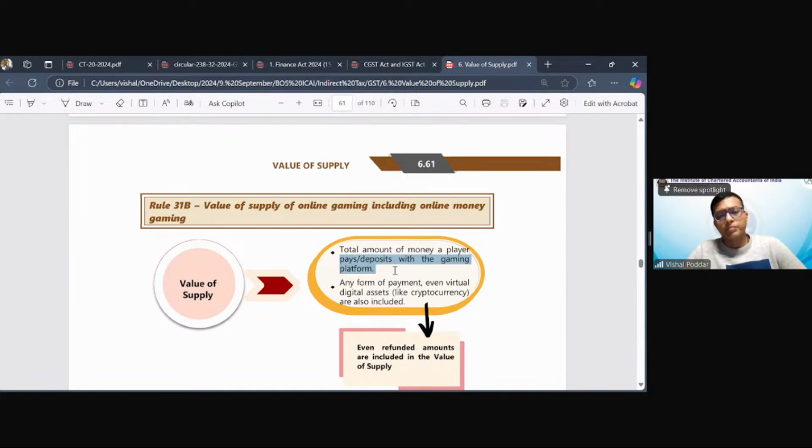See what they have said: the amount of money a player deposits with the gaming platform. It is not saying the amount of money which you have put as a bet in a game. So the moment I put 100 in my wallet, tax is paid on 100. Then I may use that amount multiple number of times, playing multiple number of games. That amount may be subtracted, added again and again. No problem at all. I hope this is clear.